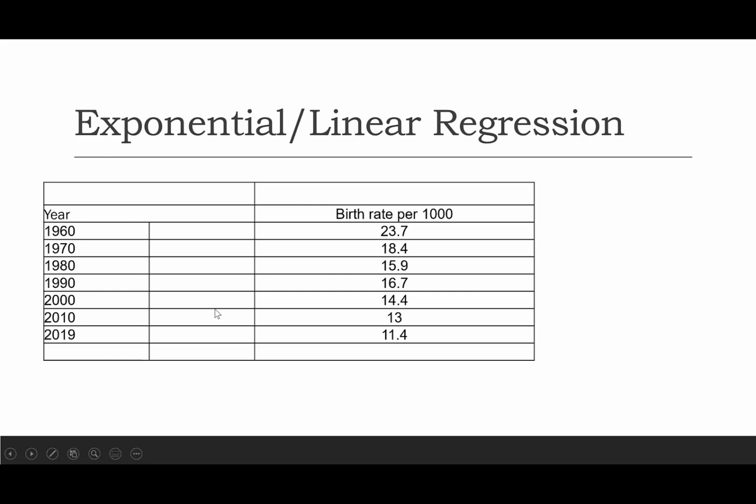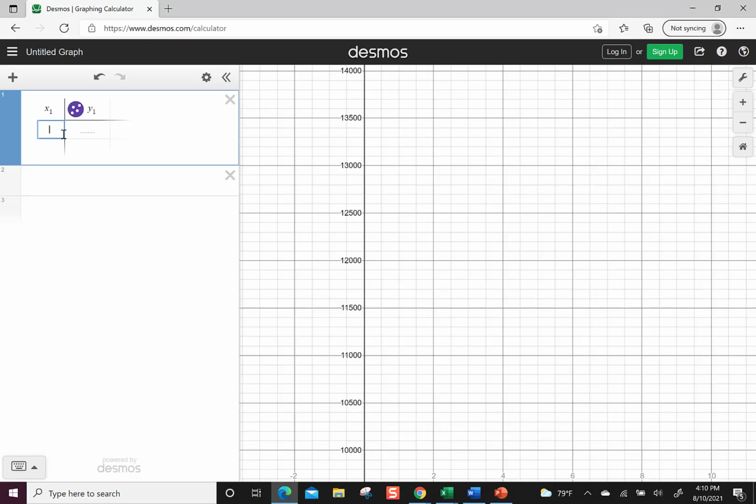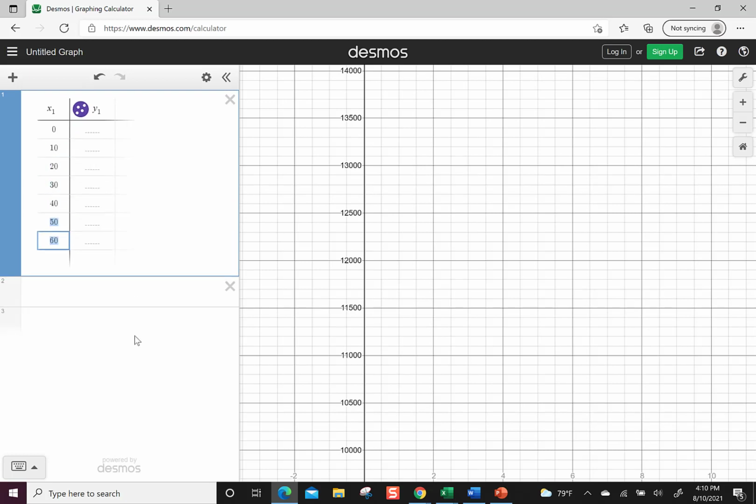So you can see I have 1960, 70, 80, 90, 2000, 2010, 2019. So like we did on the last one, we're going to change the years. So we're going to call this year 0, 10, 20, 30, 40, 50, and then remember this one didn't quite make it to 60, it's 59. So I'm going to start by putting in 0, 10, see how it goes, 20, 30, 40, 50, and then we'll just change that 60 to 59. Our birth rates were 23.7, 18.4, 15.9, 16.7, 14.4, 13, and 11.4.